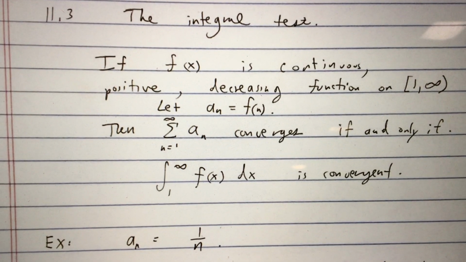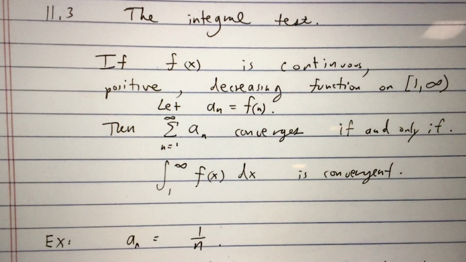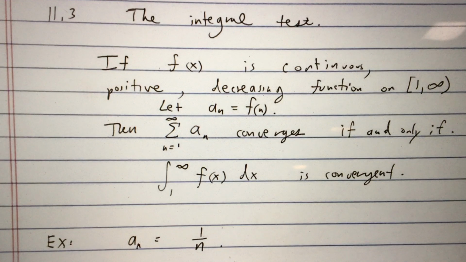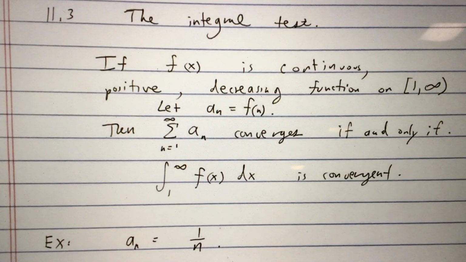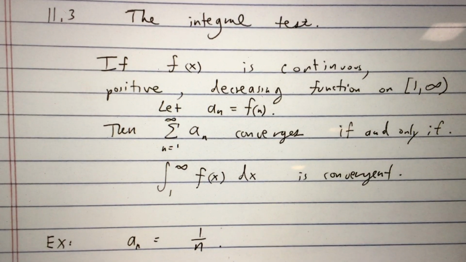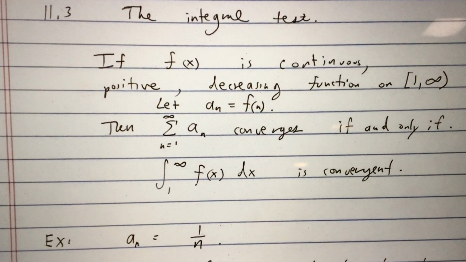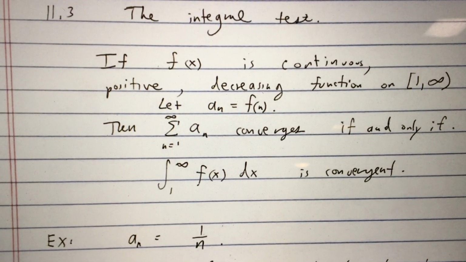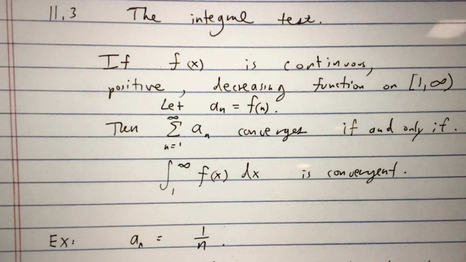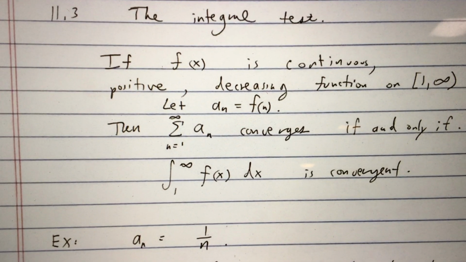But first, here's the theorem. If f of x is a continuous function, and of course that's going to be the same function as we use for our terms in our sequence, and if it's a positive decreasing function, so it stays above the x-axis but it goes down from 1 to infinity, then letting the terms in our sequence equal f of n, the infinite sum converges if and only if the improper integral from 1 to infinity of f of x dx is convergent.